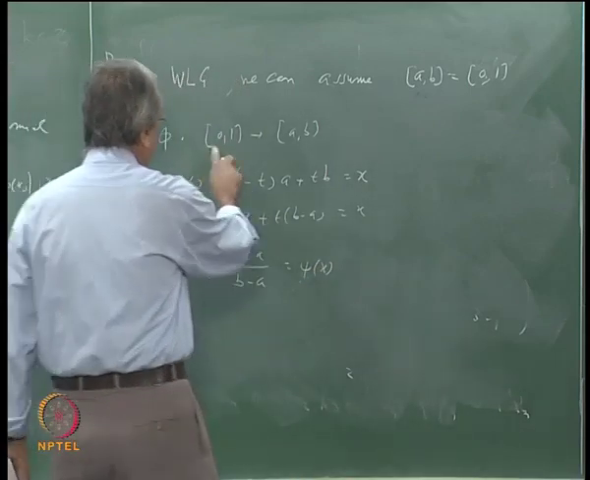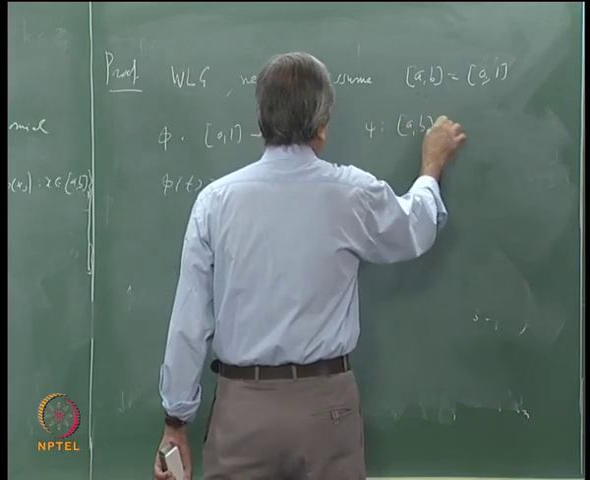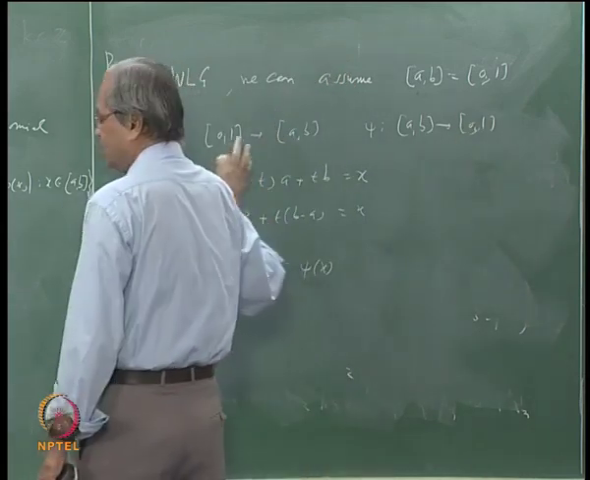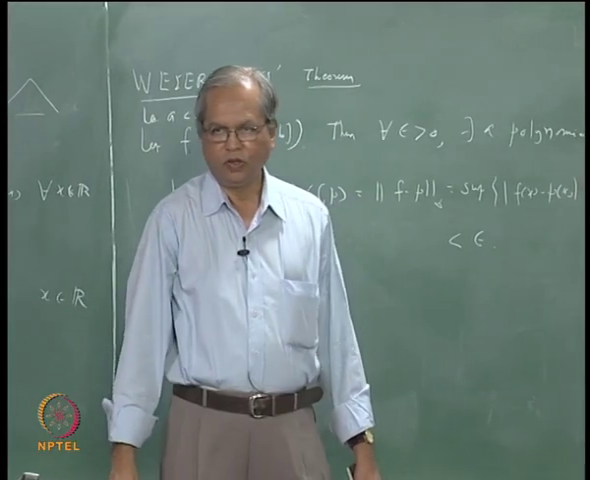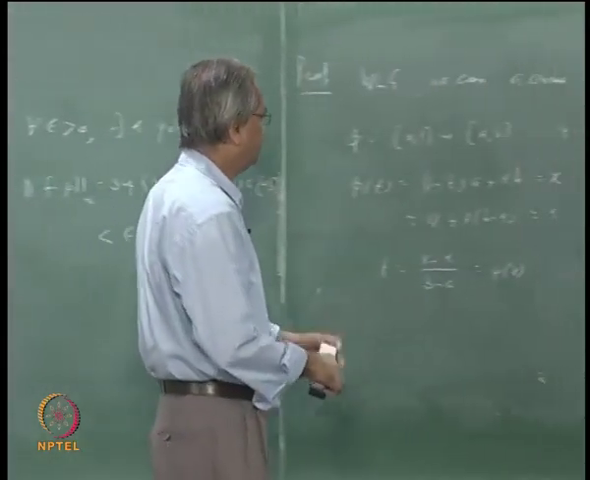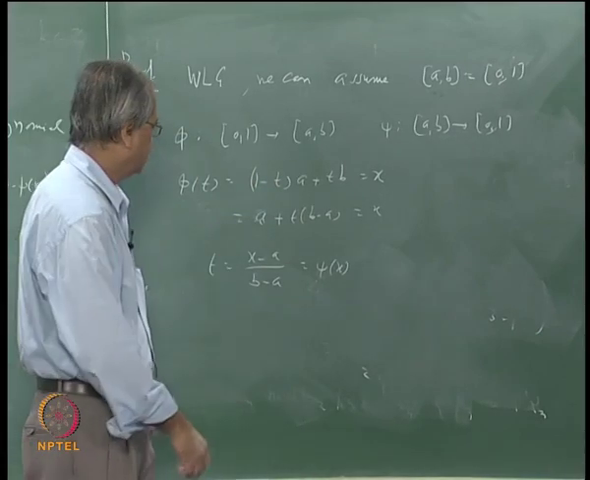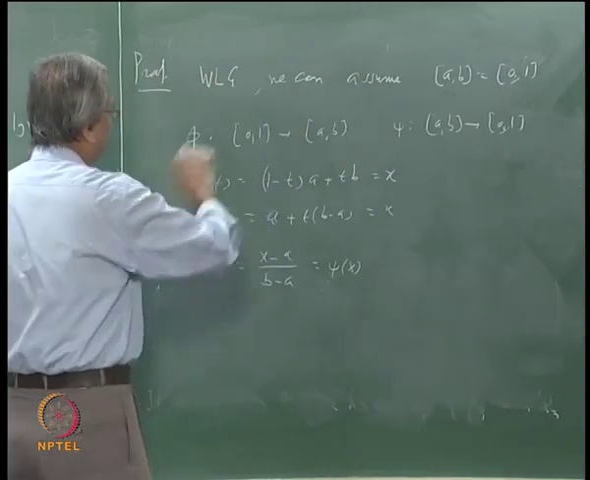So phi is from 0 1 to AB and psi is from AB to 0 1. Phi and psi both are homeomorphisms and they are inverses of each other. Phi composed with psi is identity, similarly psi composed with phi is also identity. Now what is the argument why we can take the interval to be 0 1?